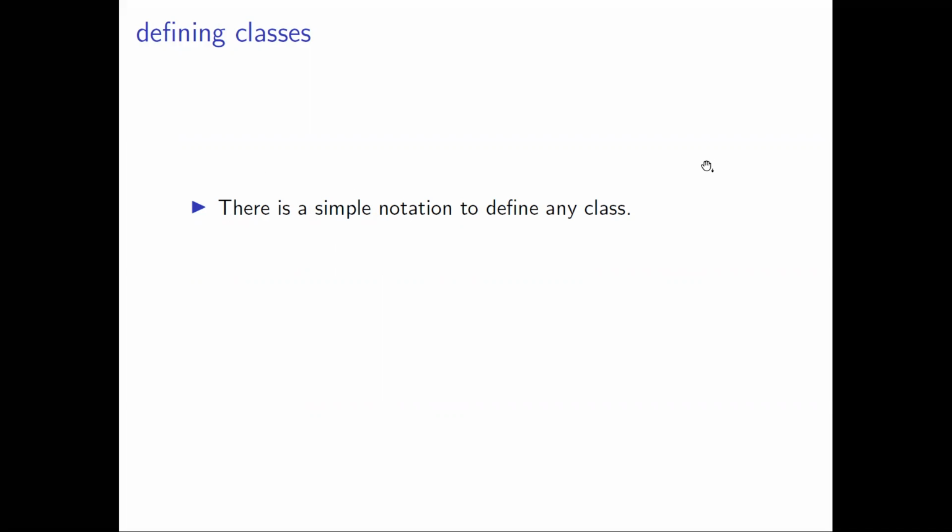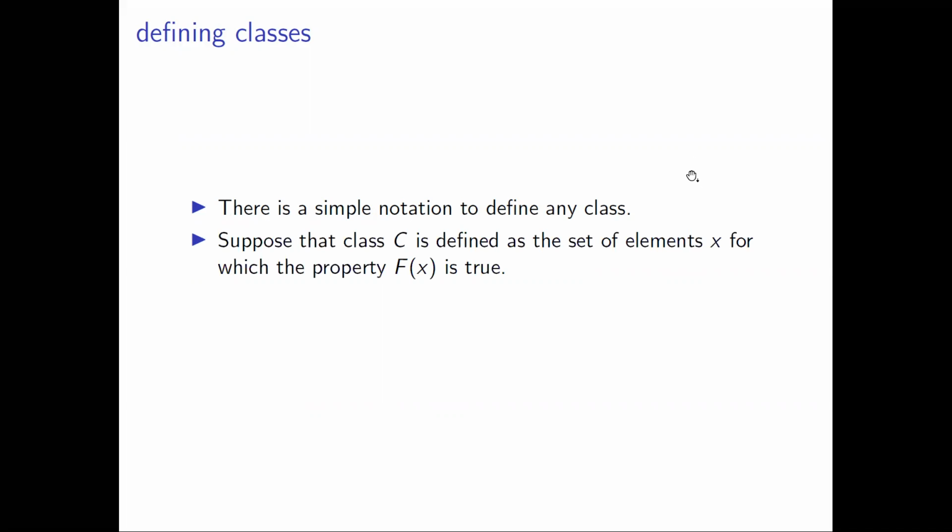If we want to define a class, we can define it in a very simple way, regardless of what property we're using to define it. So let's say we want to define some class C. So C is the class we're trying to define. And we're defining it as the set of all elements X for which some property is true. And we'll just give the property a name. Our property will be named f of X. And that property f only has one free variable, which is X. So if there are any other variables which are mentioned in f, they are bounded by some quantifier.